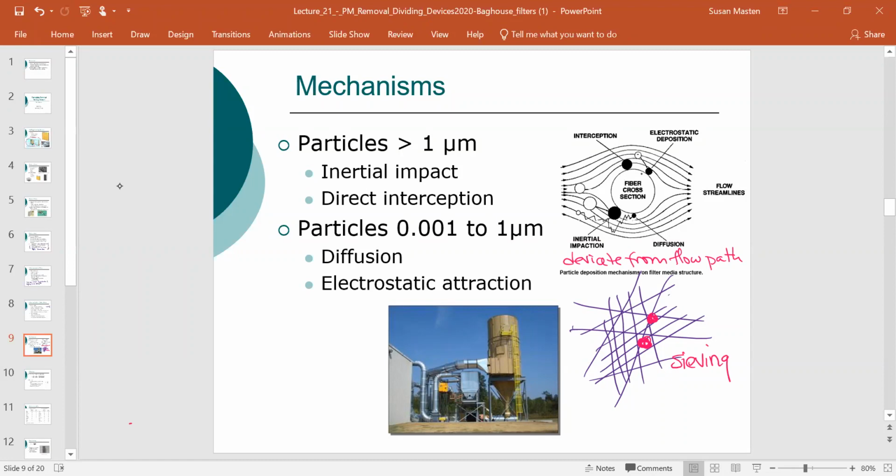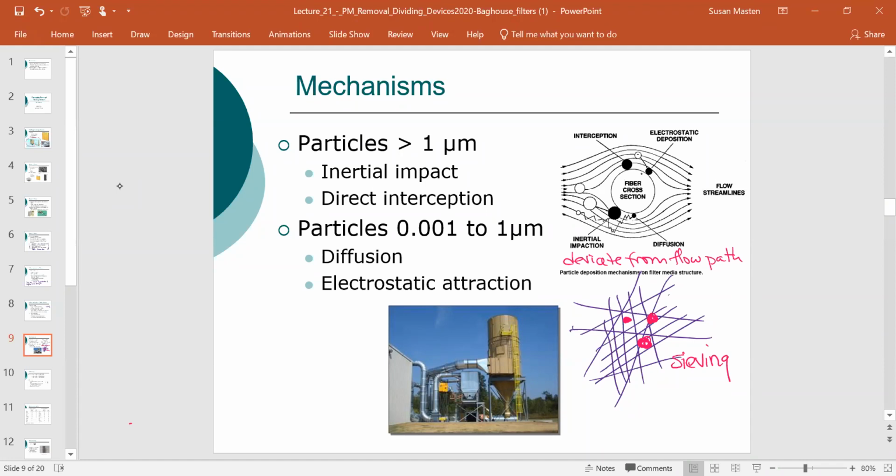And then we have interception. These are particles that are able to fit through the spaces, the pores of your material, and they stay with the flow path, but they come in contact with that filter material and they adhere to it.